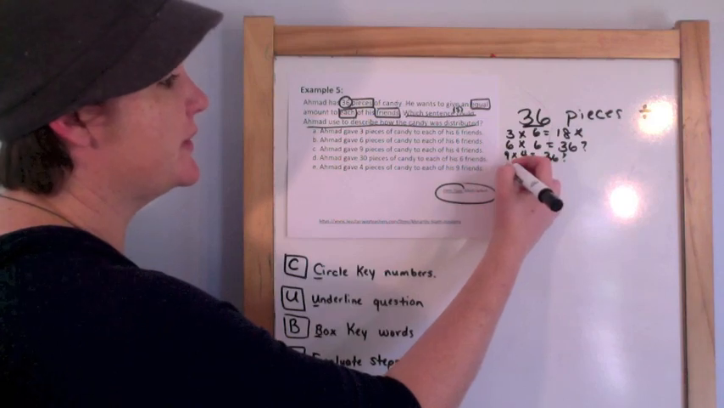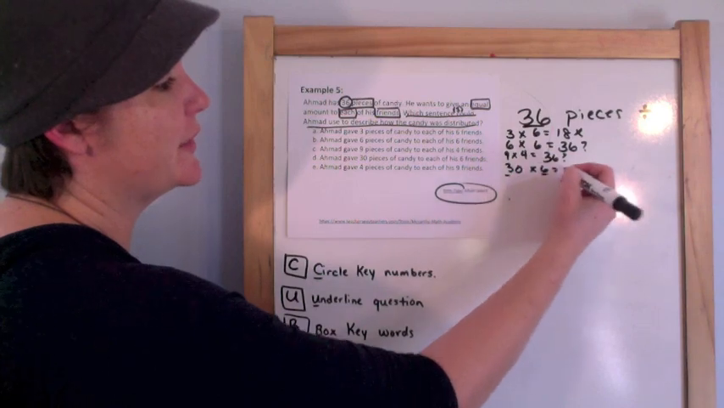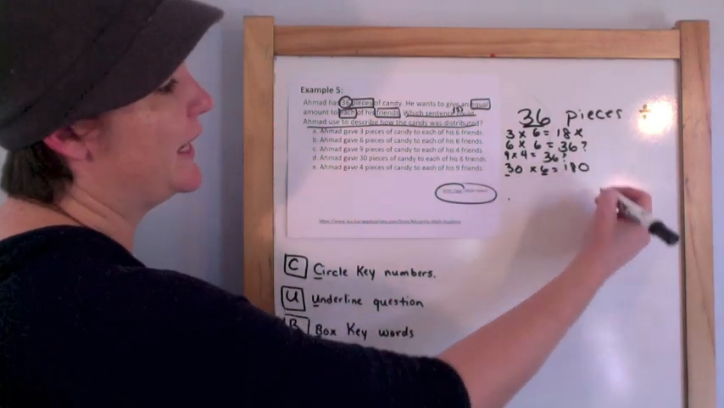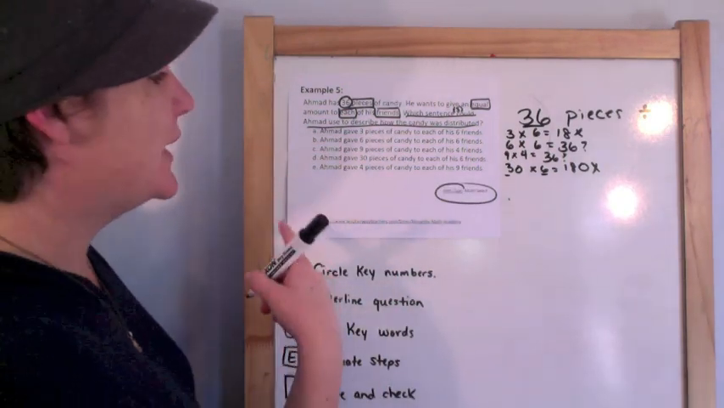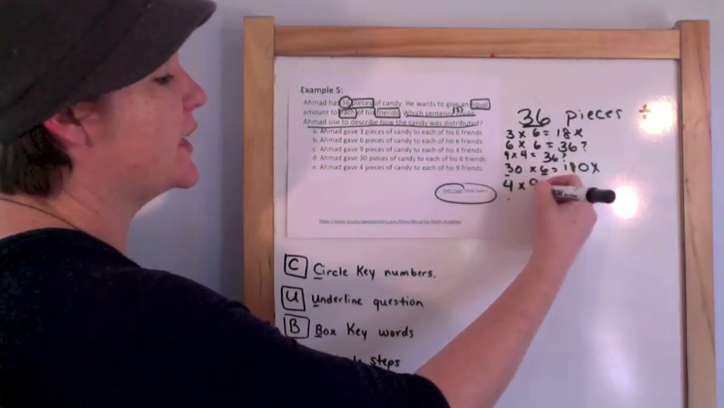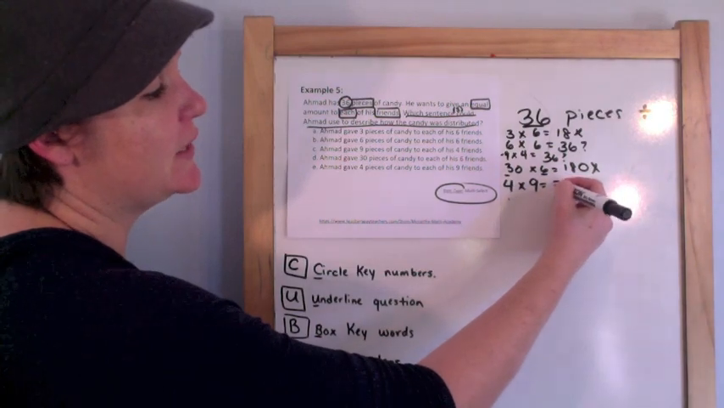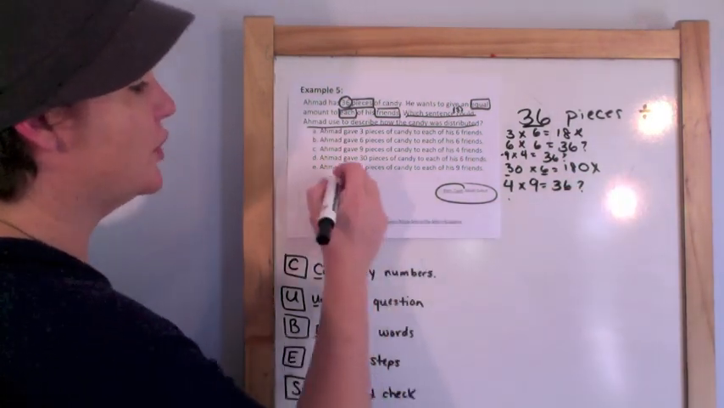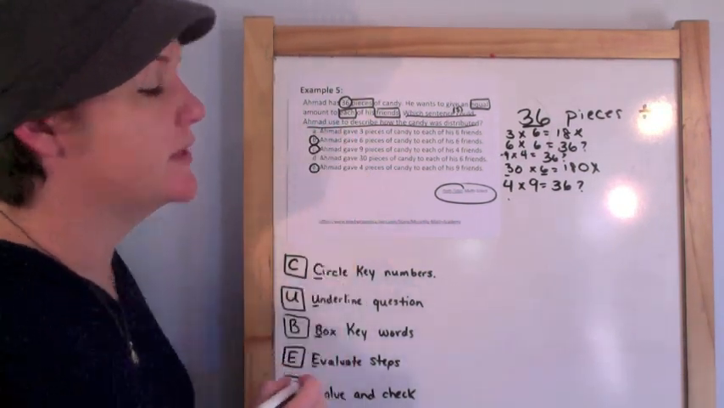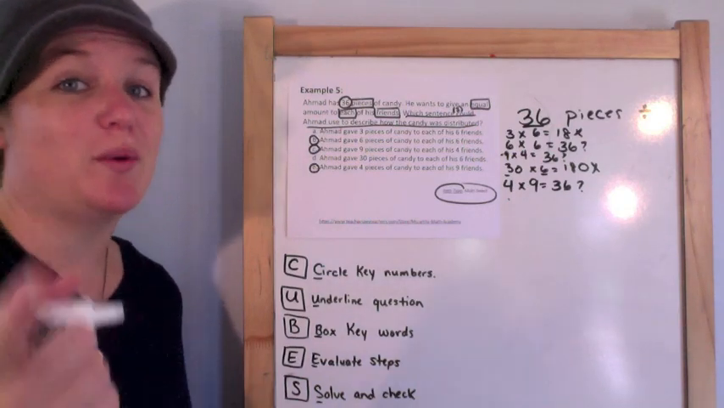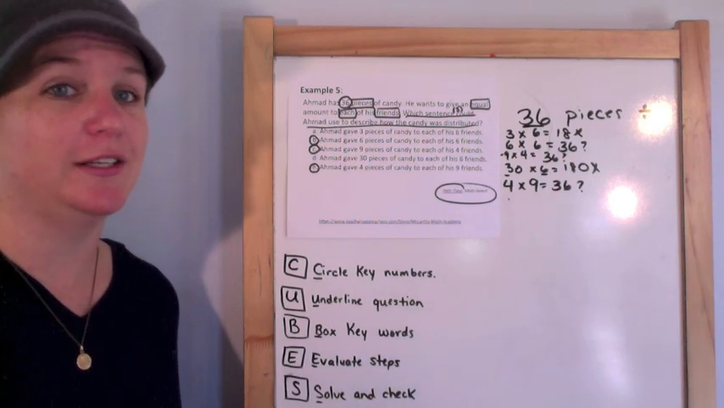Ahmad gave 30 pieces of candy to each of his 6 friends. That would be 3 times 6 is 18. Add the 0 is 180. Too many pieces. It says he only has 36. Last one. Ahmad gave 4 pieces of candy to each of his 9 friends. That's just the commutative property from this one right here. 4 times 9 equals 36. That looks good. So we want this one. We want 9 times 4, and we want 6 times 6. For multi-select, you need to make sure that you answer all of the correct answer choices in order to get that point. So read carefully.